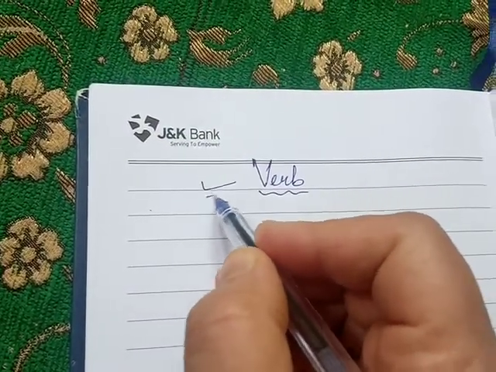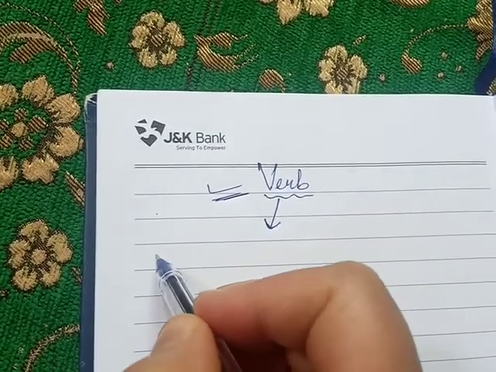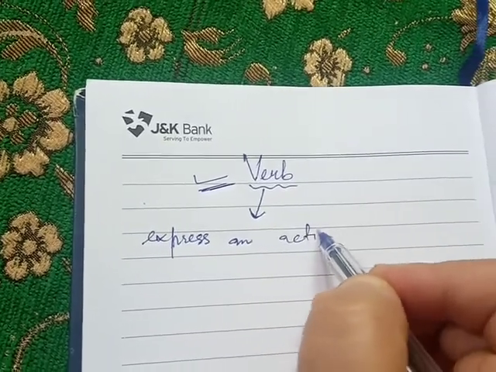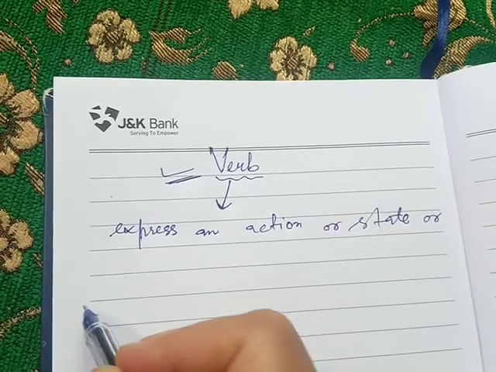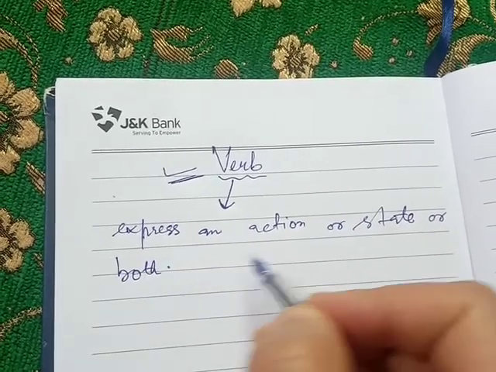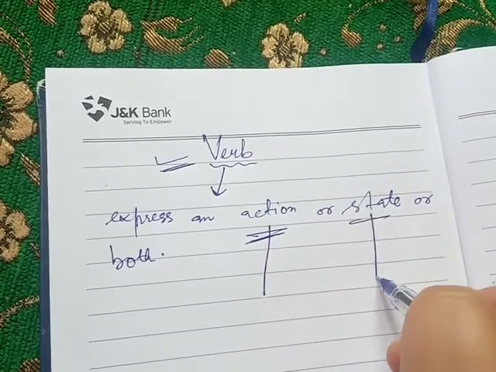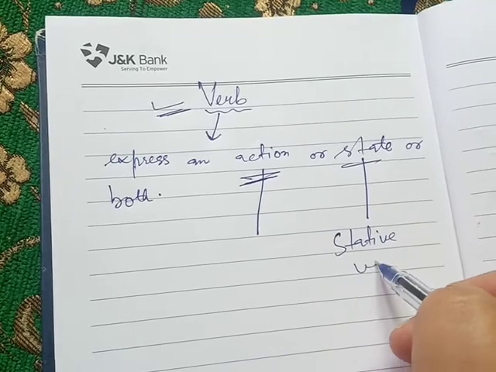In our previous lecture, we talked about verbs. A verb is a word used to express an action or state, or both. On the basis of this, there are two different categories of verbs: action verbs and state verbs. State verbs are also called stative verbs.